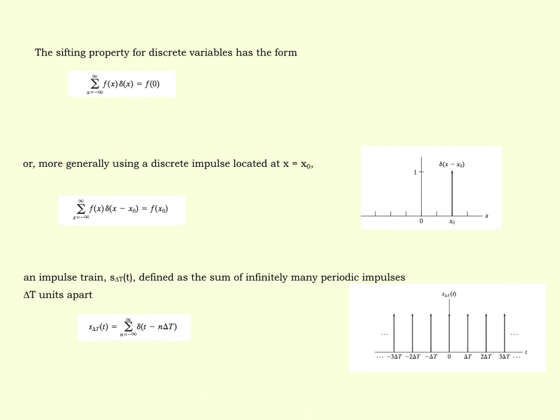An impulse train S ΔT is defined as the sum of infinitely many periodic impulses ΔT units apart, and it is given by S ΔT equal to summation from minus infinity to infinity of δ(t minus nΔT), and it is given by the right hand side figure below.